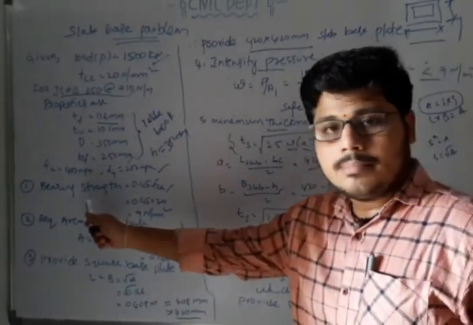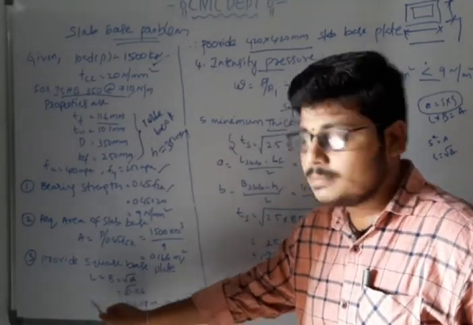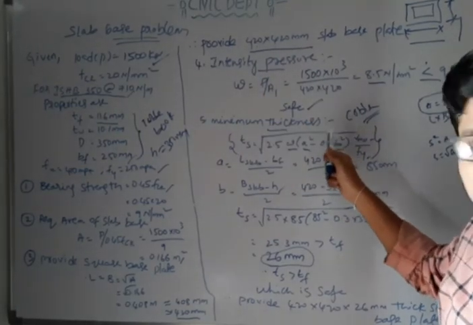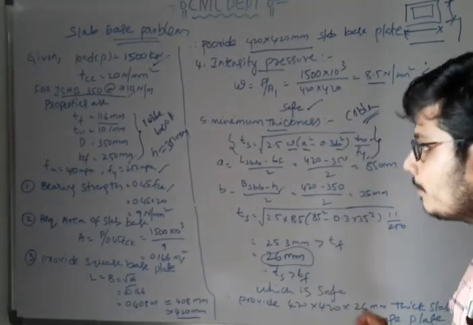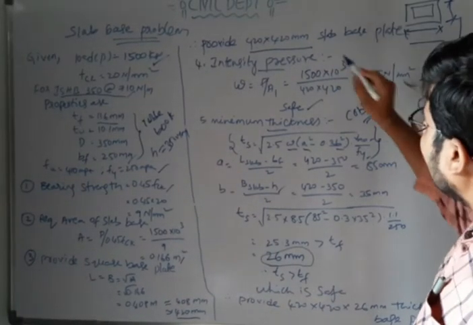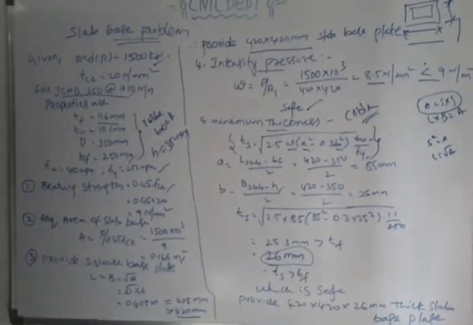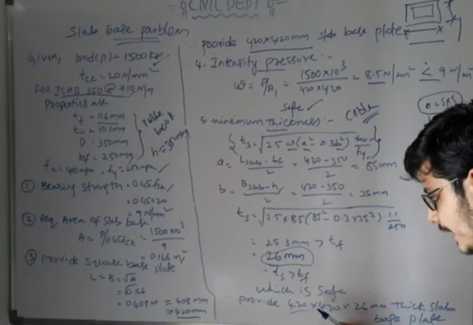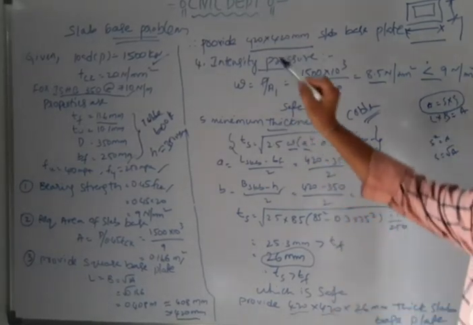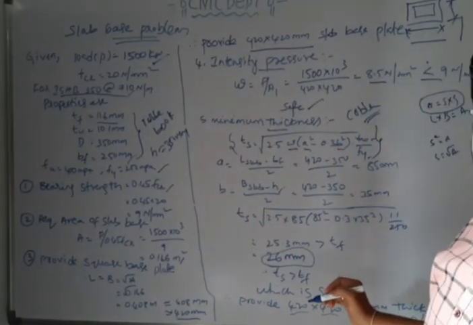Okay, so first step bearing strength, second step required area, third step providing a square base plate, fourth step intensity of pressure, and fifth step minimum thickness, providing 26 mm. Therefore, overall we have got a base plate of 420 by 420 by 26 mm thickness. So 420 was the length and width, and 26 the thickness, of the base plate of the slab base. These are the steps we have taken.